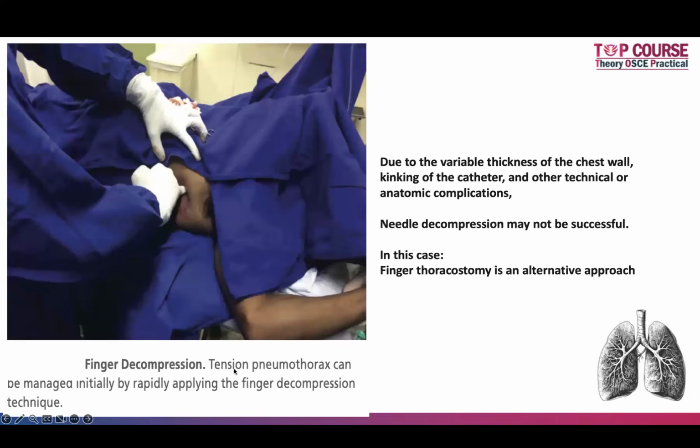So finger decompression. Tension pneumothorax can be managed initially by rapidly applying the finger decompression technique. Due to variable thickness of the chest wall, kinking of the catheter, and other technical or anatomical complications, needle decompression may not be successful. In this case, a needle thoracostomy is an alternative approach. Though it is not routinely done, mainly in trauma patients, it can be considered. Because in other subsets of patients, whether iatrogenic or atraumatic primary or secondary, this technique is not usually done. This is one thing which is being recommended by the ATLS.